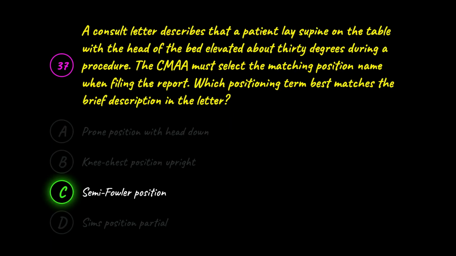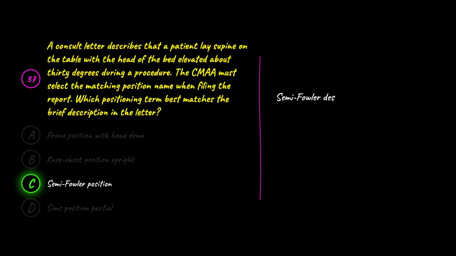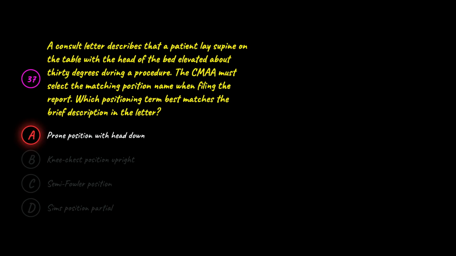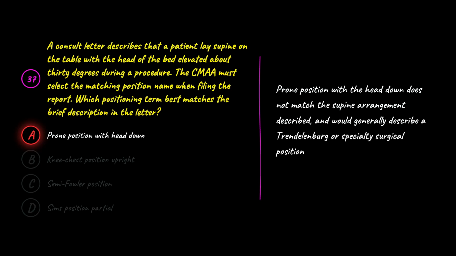The correct answer is C. Semi-Fowler position. C is correct because semi-Fowler describes a supine position with the head of the bed elevated approximately 30 degrees, used for ease of breathing, comfort, and many bedside procedures where a low elevation is preferred. A is wrong because prone position with the head down does not match the supine arrangement described, and would generally describe a Trendelenburg or specialty surgical position used for very different clinical purposes.